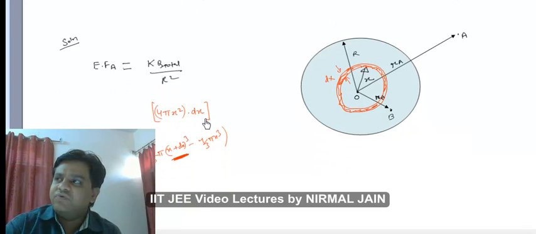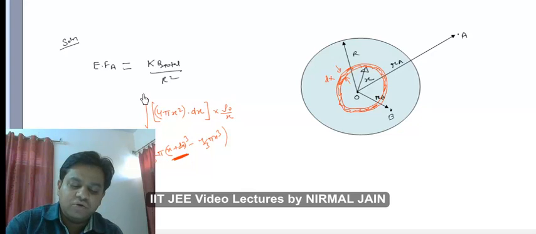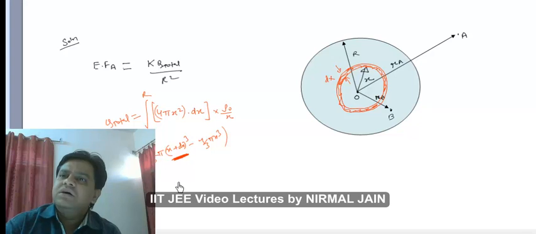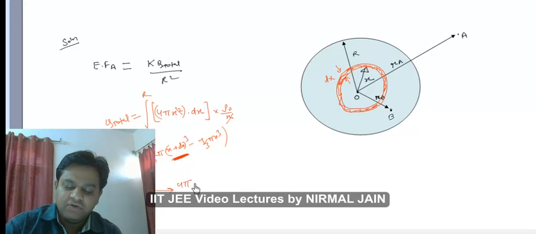So if I multiply this 4 pi x square into dx with the density, which is rho naught by x, and if I integrate it from 0 to r, then I'll get q total of this sphere. So x is getting cancelled with this x, and what I get here is 4 pi rho naught x dx integrated from 0 to r. That is 4 pi rho naught, and here I get r square by 2. So this is q total.